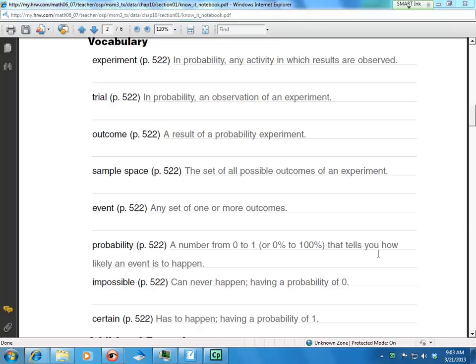The sample space is the set of all possible outcomes of an experiment. An event is any set of one or more outcomes. The probability is a number from 0 to 1 or 0% to 100% that tells you how likely an event is to happen. Next is impossible, which says can never happen, having the probability of 0. And lastly is certain, which means it has to happen or has a probability of 1 or 100%.